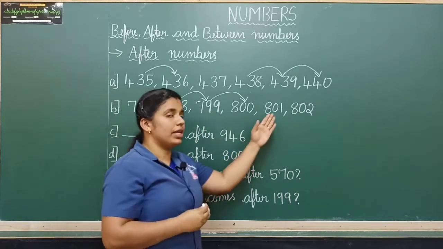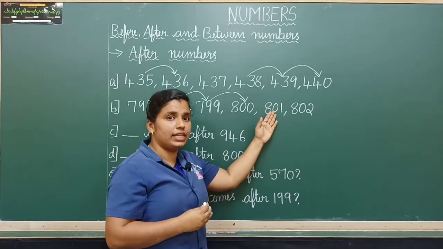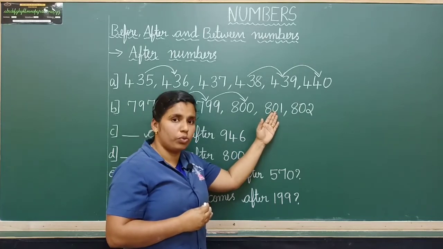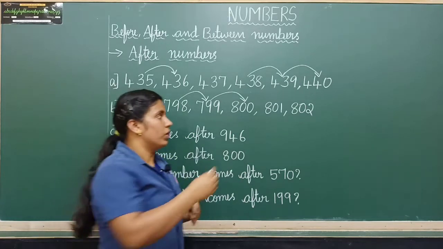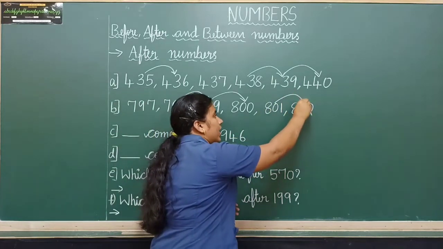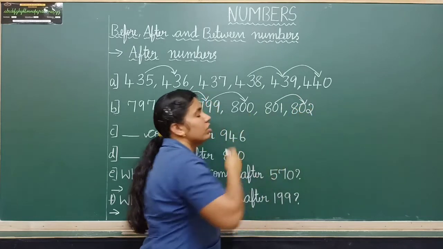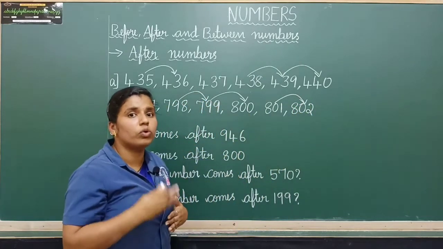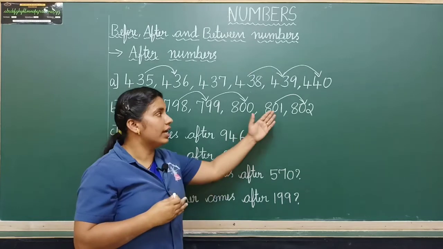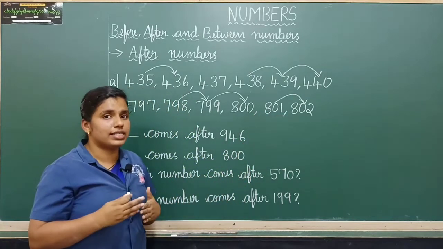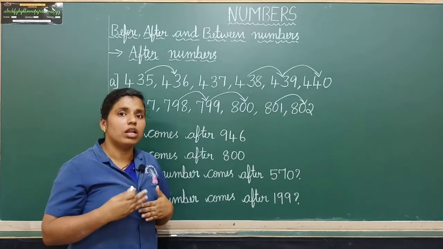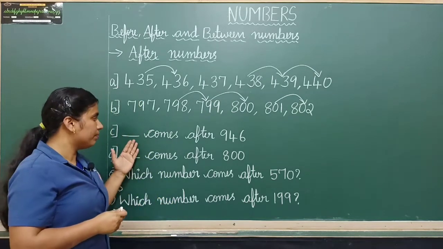Tell me, which number do we get after 801? Start counting forward. So yes, very good. We get 802. 802 comes after 801. With this understanding, let us solve few more examples.